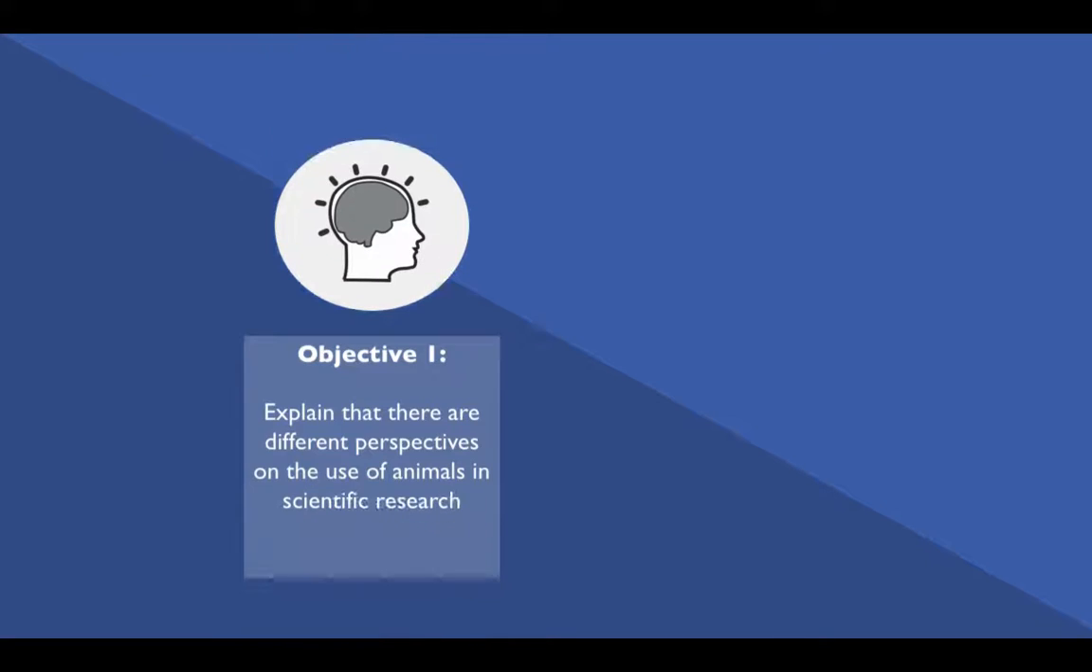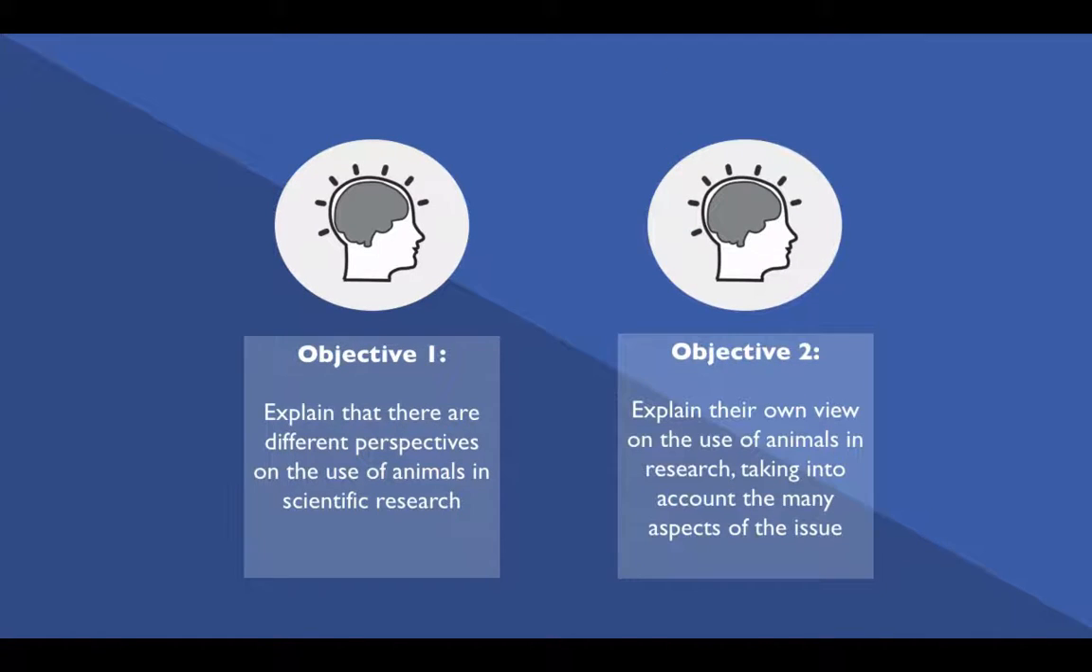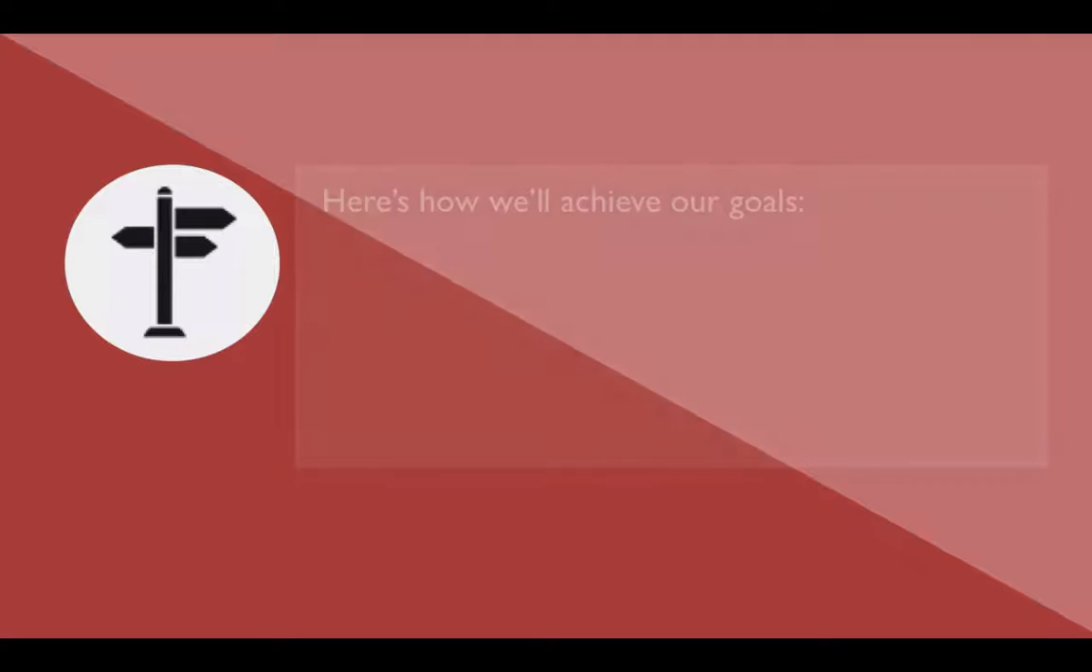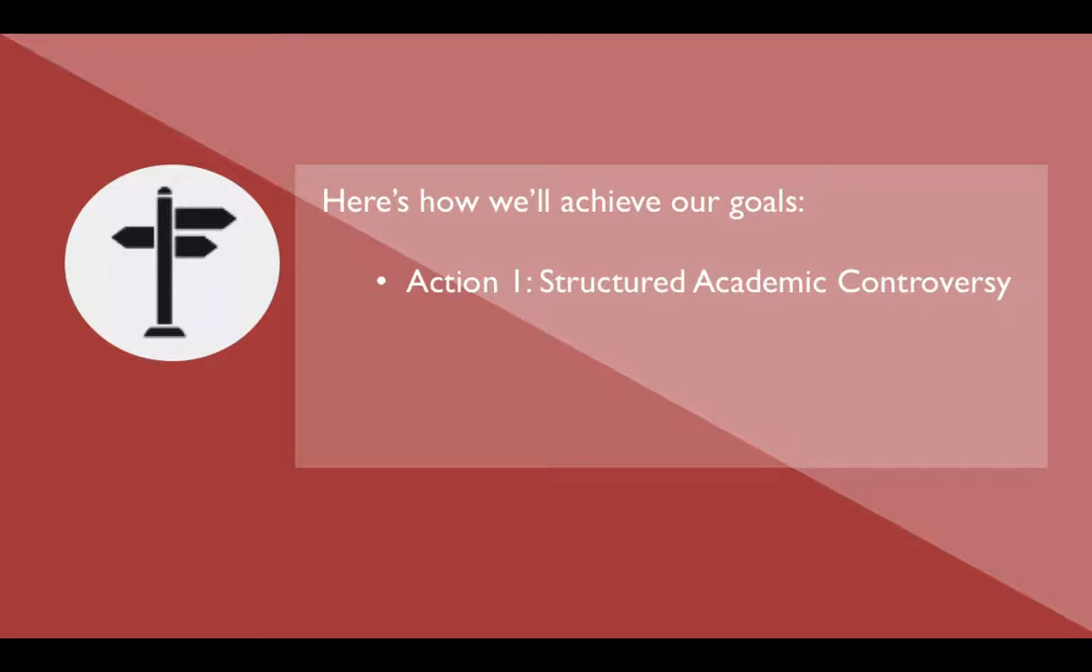At the end of this lesson, students should be able to explain that there are different perspectives on the use of animals in scientific research and explain their own view on the use of animals in research, taking into account the many aspects of the issue. We'll achieve these goals with a structured academic controversy and reflection in writing.